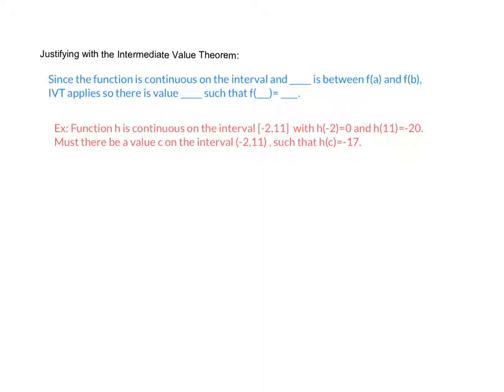So justifying with the intermediate value theorem, this is on the next page. The blue is the way I want you to justify it. Since the function is continuous on the interval, and blank is between f of a and f of b, this is your y value.